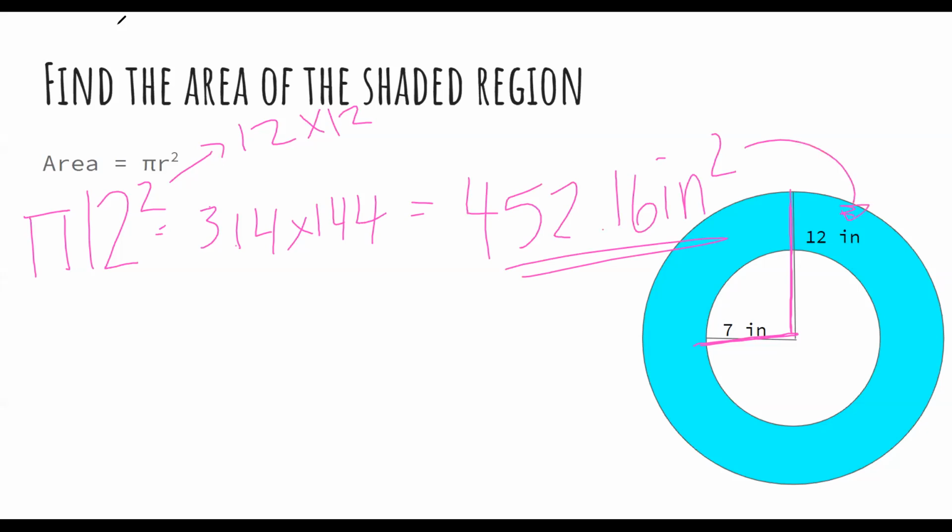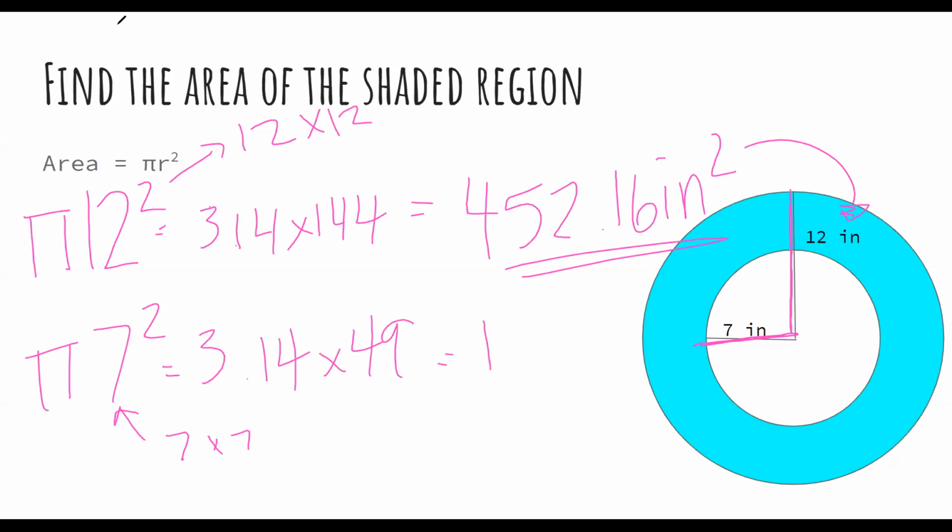Then finding the area of this smaller circle, I have pi. My radius is 7, so 3.14 times 7 squared, which is 7 times 7. So 7 times 7 is 49. And then I'm going to multiply 49 times 3.14, and I get 153.86 inches squared. So this is the area of this one. So now I have these 2 areas, and I'm going to subtract them.